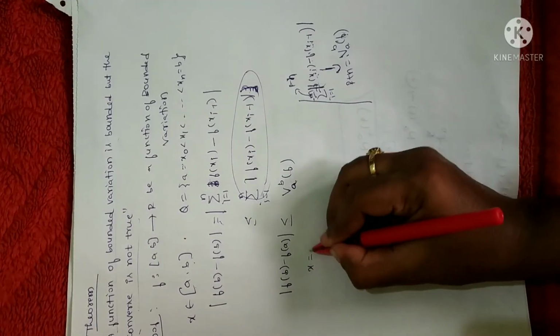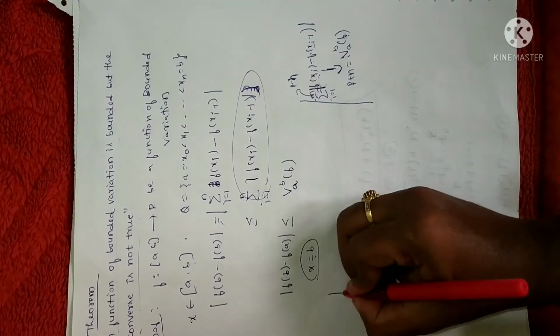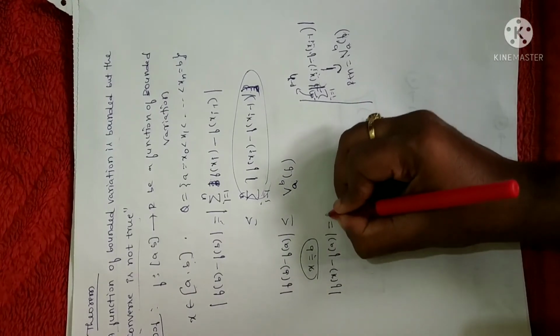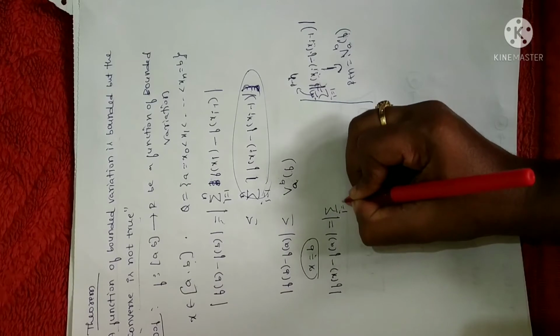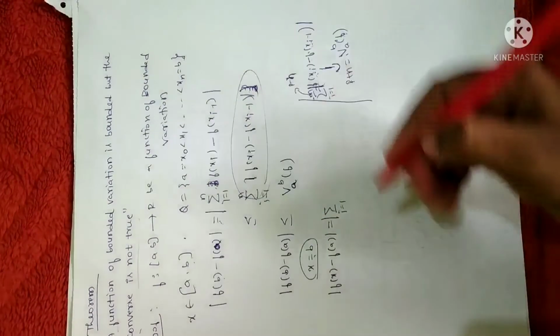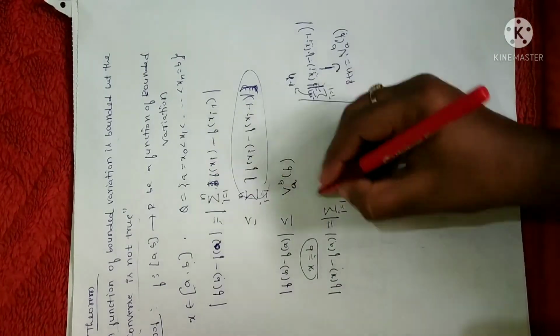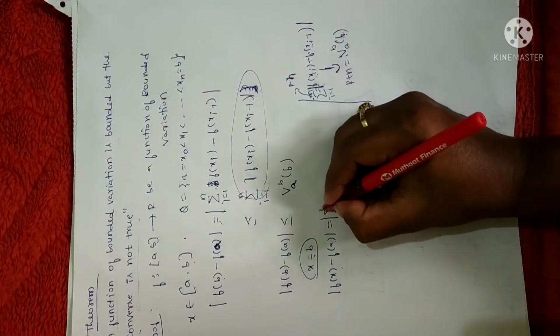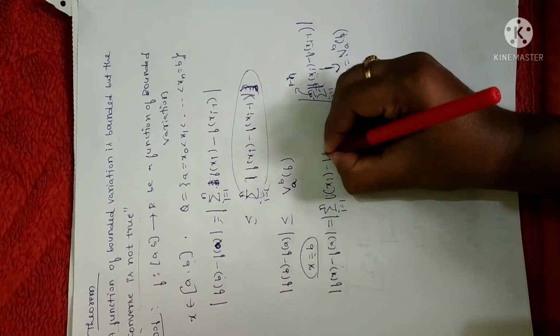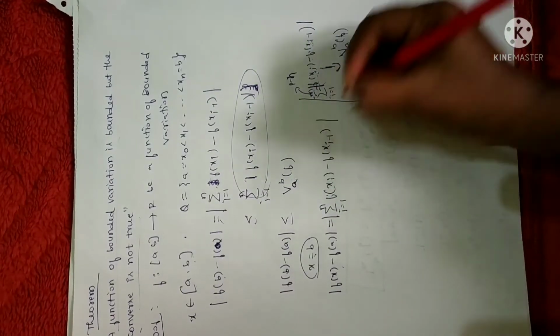Now let me replace b with x. So I get magnitude of f of x minus f of a. In the original definition, f of b minus f of a is the definition I have, and I have just replaced b with x. So the original definition becomes summation i equals 1 to n. Since it is independent of b, I'll just write it in terms of x only. So I have obtained this.